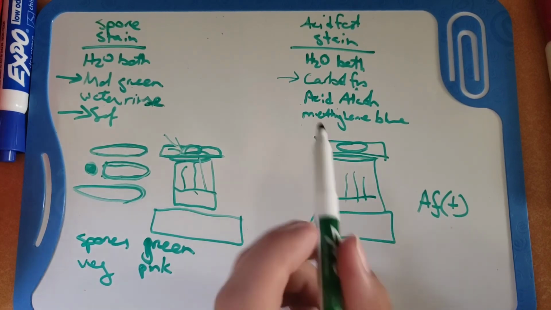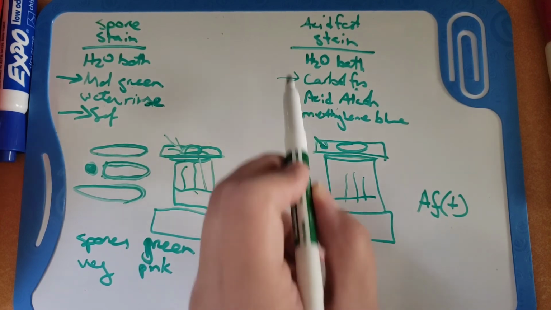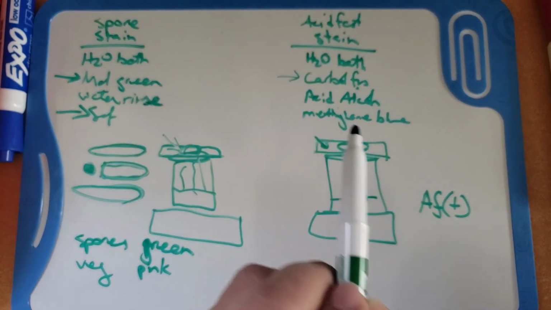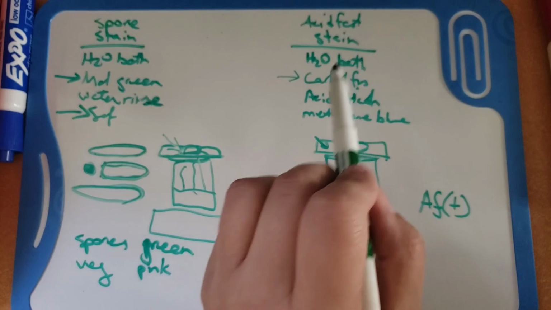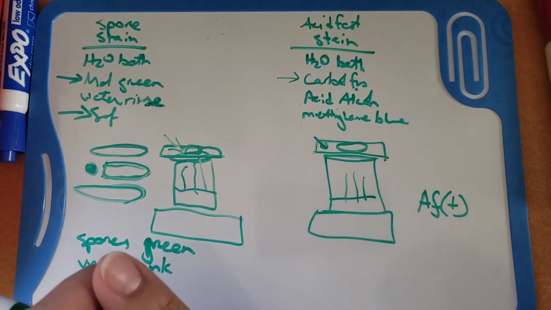And you have to use an acid alcohol because it is acid fast. So that's the main difference between acid fast and gram positive. Not gram positive.